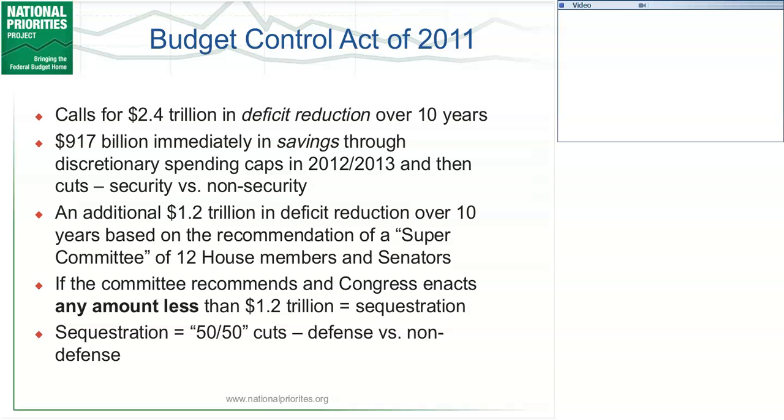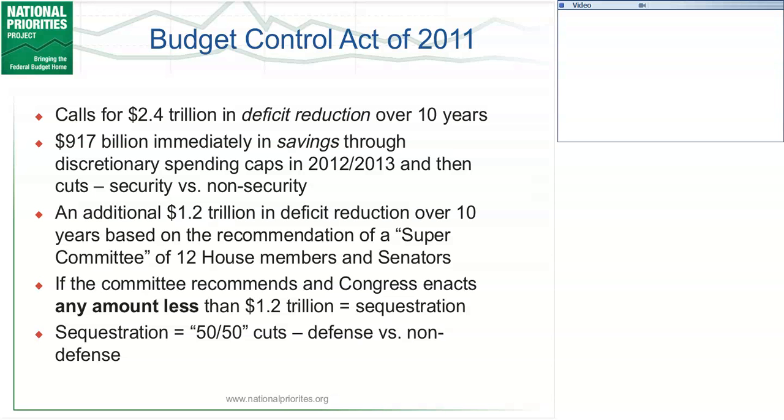An additional $1.2 trillion in deficit reduction over 10 years was intended to be realized through the work of a super committee that was created by the Budget Control Act that included members of both the House and Senate. What the Budget Control Act says is that if the committee recommends and Congress enacts any amount less than that $1.2 trillion target in deficit reduction over 10 years, then something called sequestration would occur. Sequestration is a series of across-the-board spending cuts that would be utilized to make up the $1.2 trillion in necessary deficit reduction.